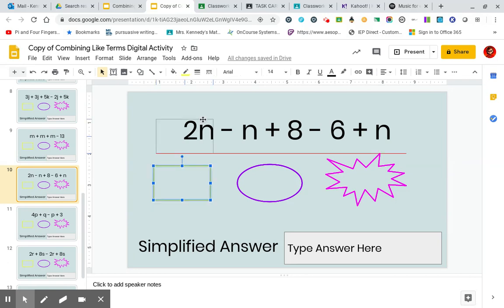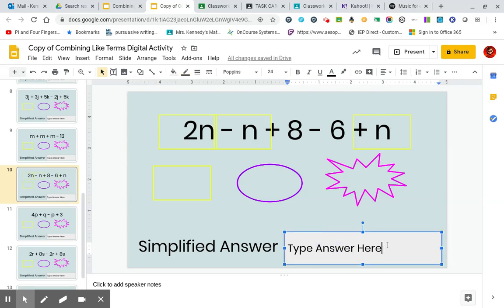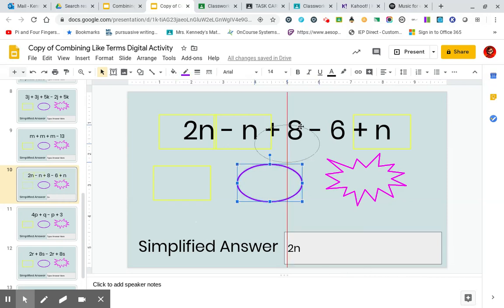I see a 2n minus an n. So 2 n's take away 1 n. How many n's do you have left? 1 n. Then I'm going to add that 1 n to this n, and I'm going to get what? 1 n plus n is 2 more n's. And then a lot of you are just leaving these guys alone.